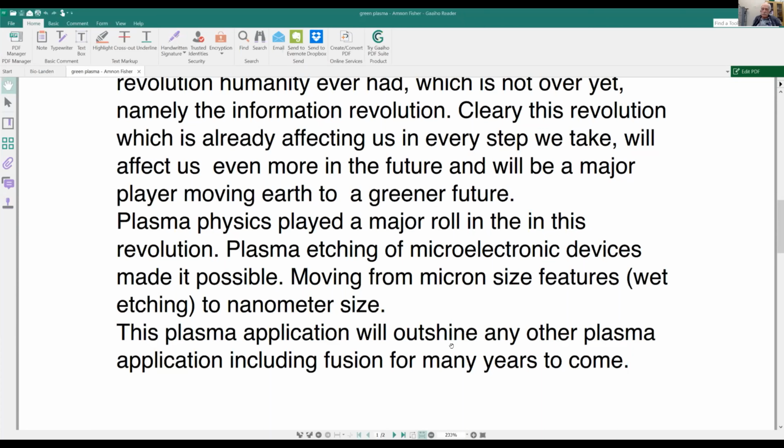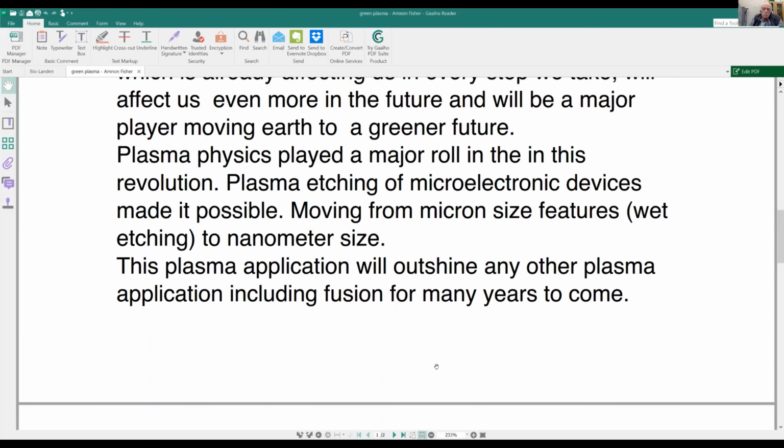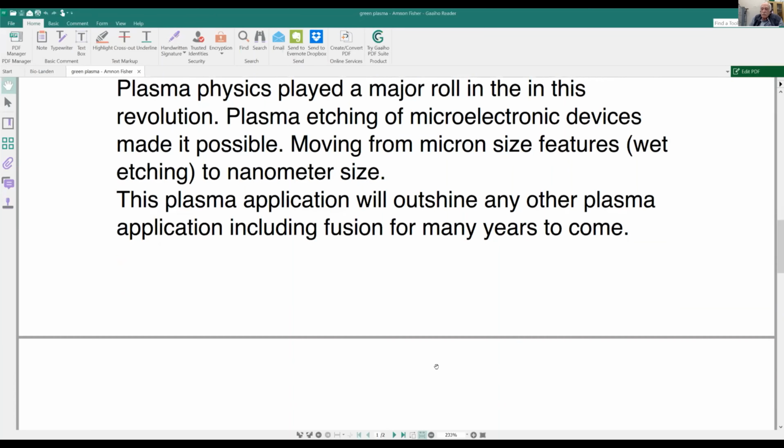One last thing I wanted to say, which will affect how green our Earth is going to be. Plasma physics played a major role in the revolution of solid state devices. Without plasma etching, we would not be able to reach this fine structure. What plasma etching did is increase three orders of magnitude in feature sizes, even more. And if you take it on a surface, it's six orders of magnitude. Six orders of magnitude is a big, big difference.